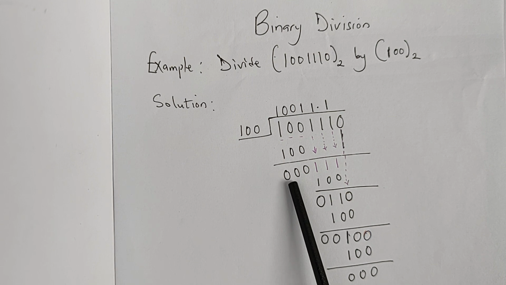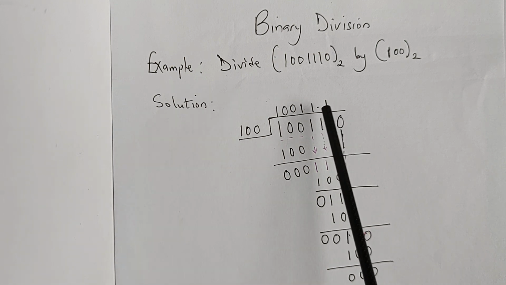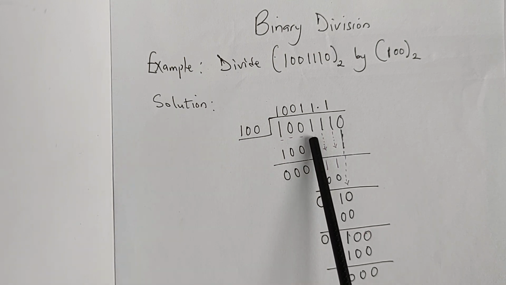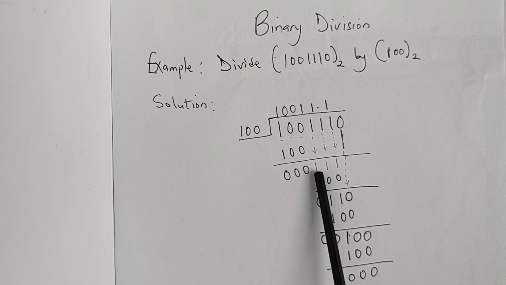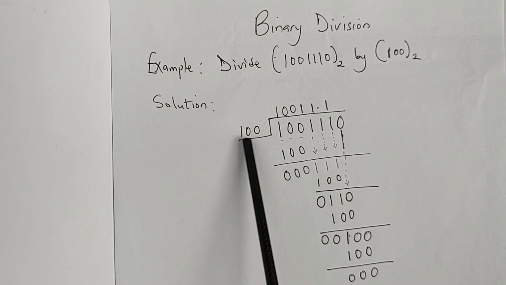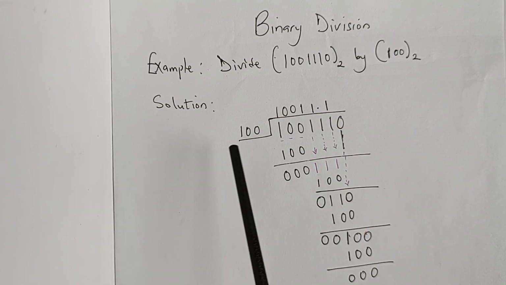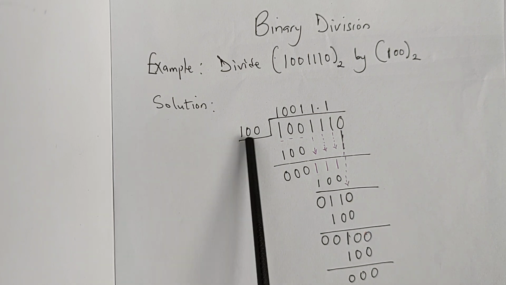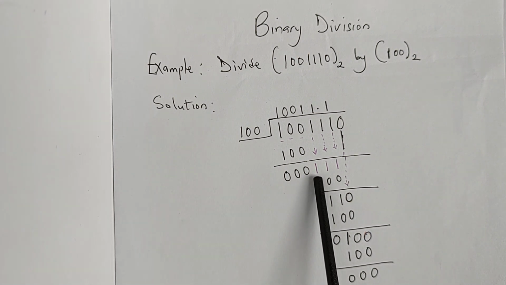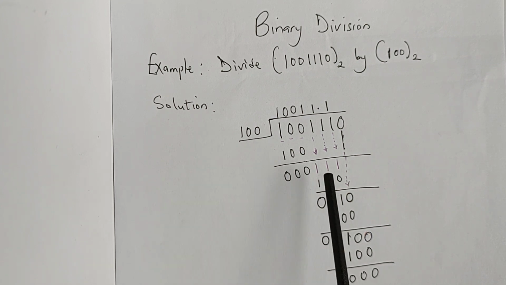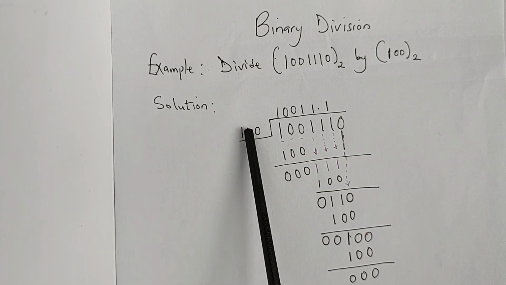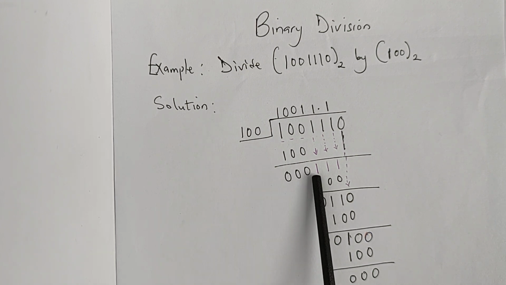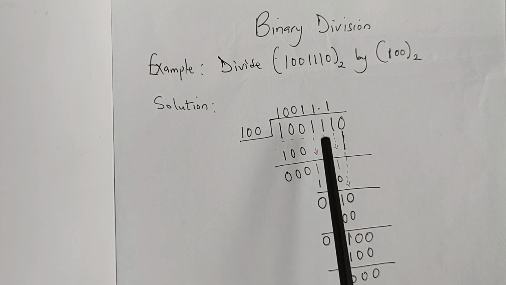Right, so the next thing we need to do is bring down this 1 to this part. We have 1. So rather than saying 100 in 100, we say 100 in 1. It's not possible because converting this into decimal, this is just 1 and this is 4. So this is lower than the divisor, so it's not possible. So in this case, what do we need to do? We need to bring down the other one.